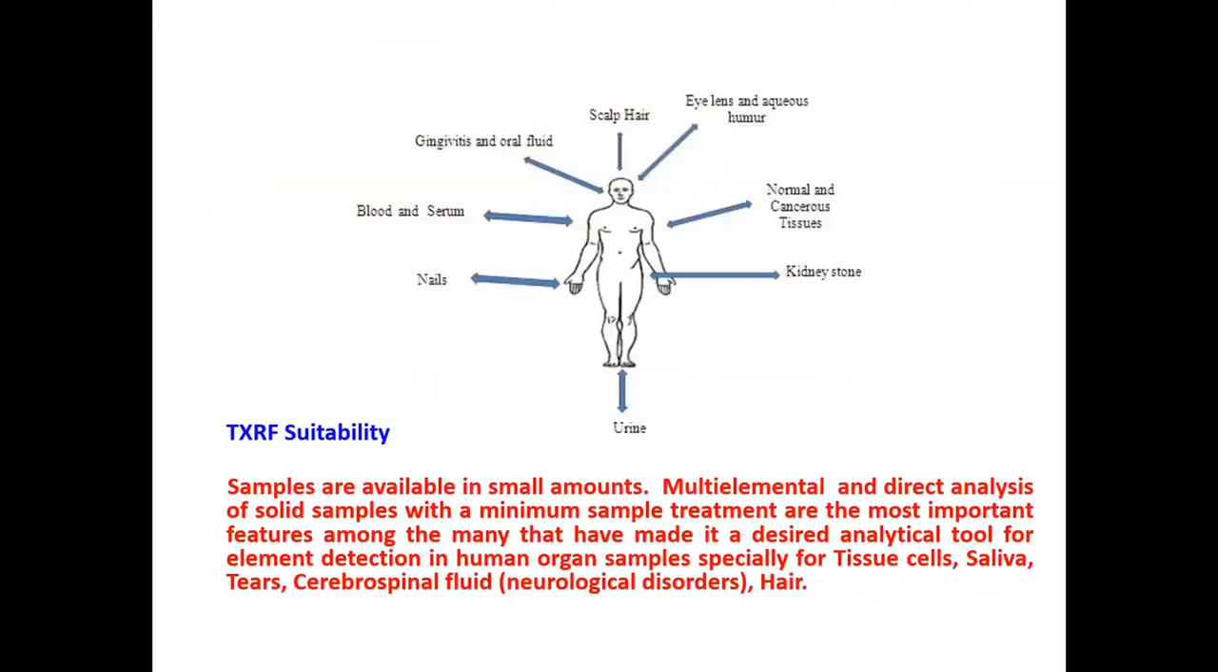So here I have tried to show what body parts can be analyzed for getting information. A kidney stone can be analyzed for getting information about the kidney stone. Normal and cancerous tissues can be analyzed for knowing what elements may be responsible for cancer. Then eye lens and aqueous humor can be analyzed. Then scalp hair can be analyzed for knowing the kind of poison given to the body, either intentionally or by mistake. And then gingival and oral fluids can be analyzed. And there are some papers which say that this type of analysis can give information about what type of disease is there in that person. Then blood and serum samples can be analyzed. Nails can give various information. Urine can give this information.